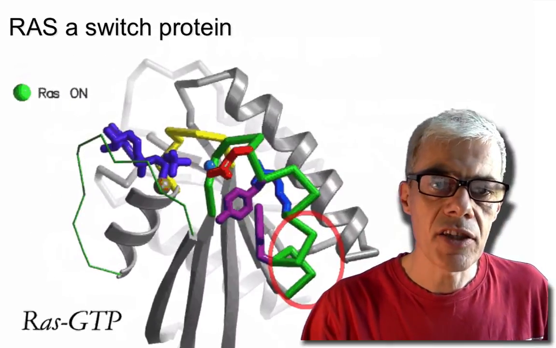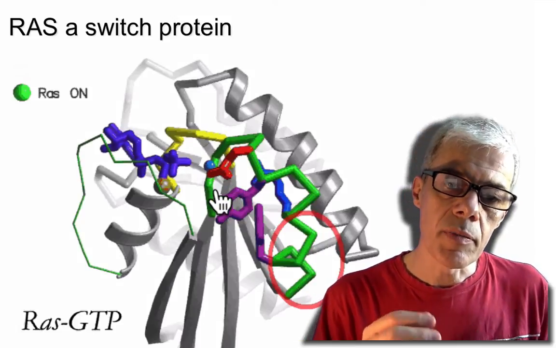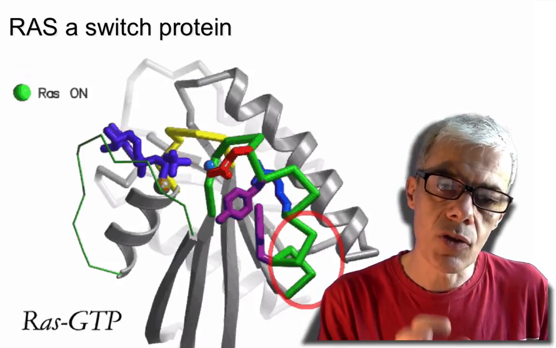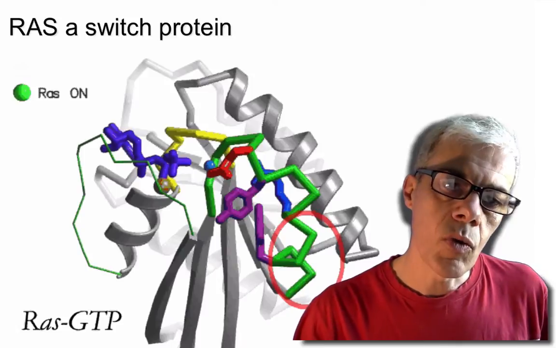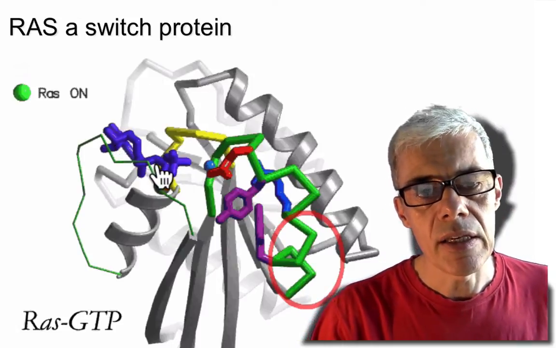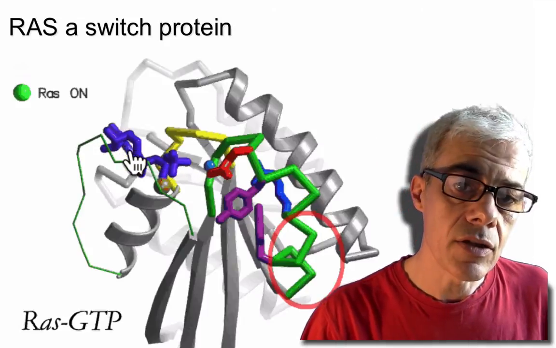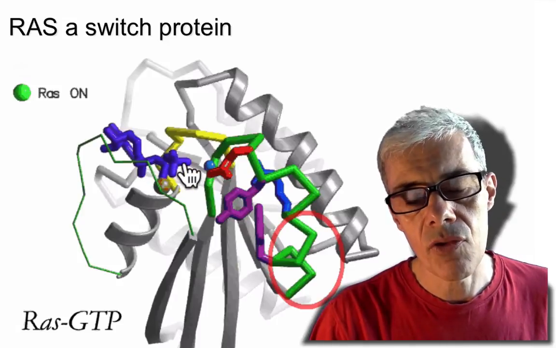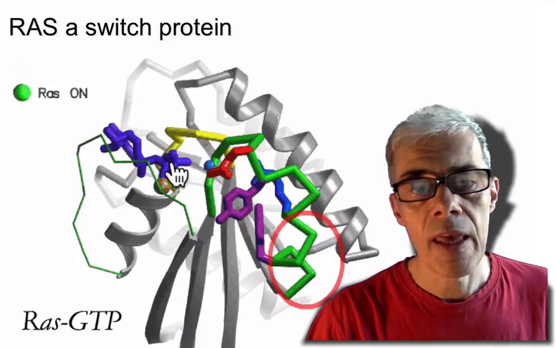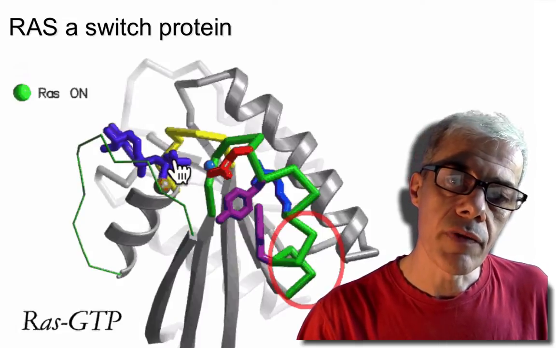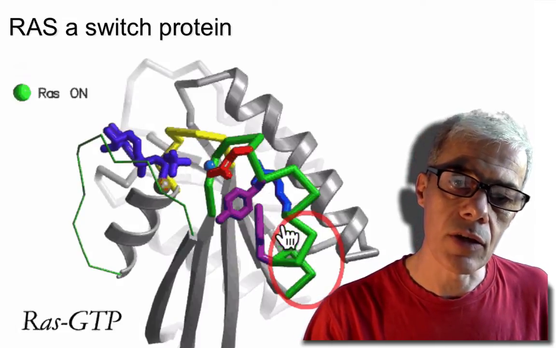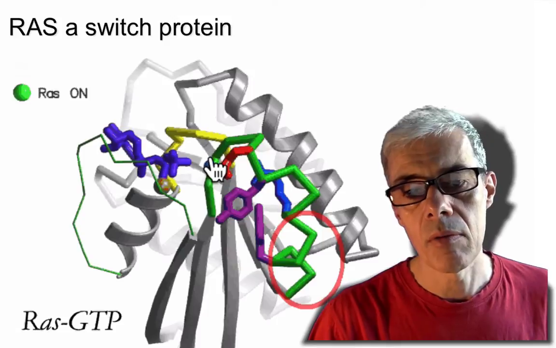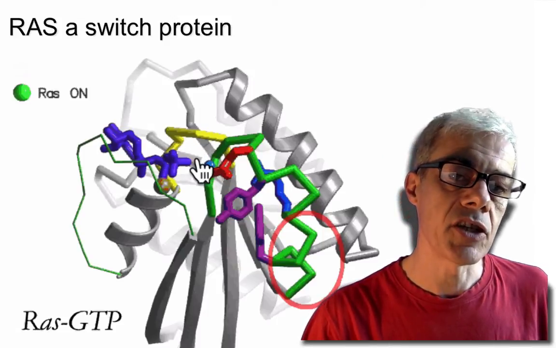I've got a little animation here which shows the difference between Hras in the on state and the off state. This is normal Hras, not the mutated Hras, and here is the nucleotide. Here's the guanine triphosphate, the GTP, with the three phosphate groups, and it's showing the interaction of the phosphate groups with this effector loop, including the glycine 12, which I imagine would be the small amino acid side chain here.